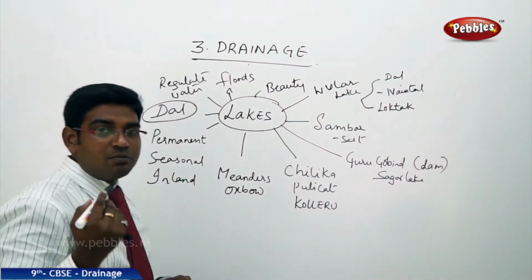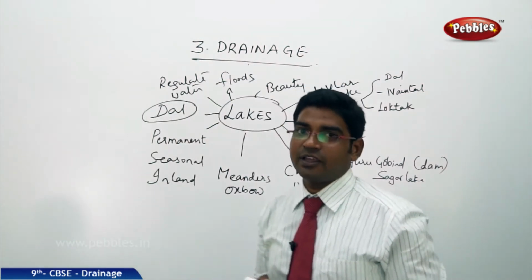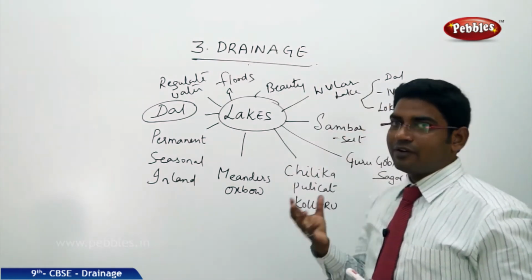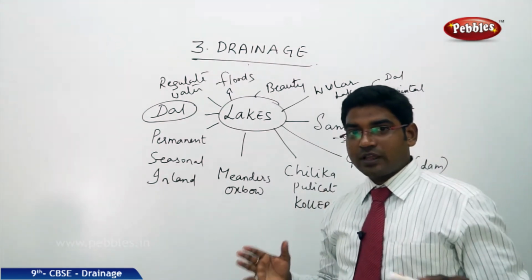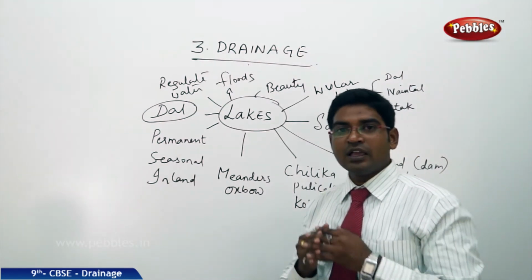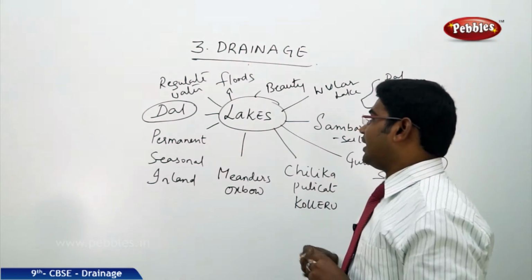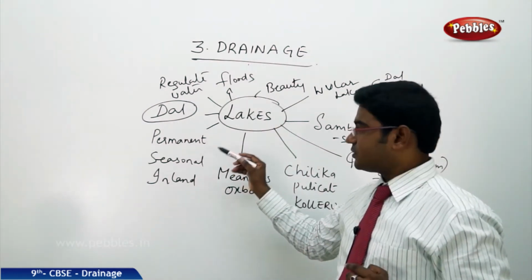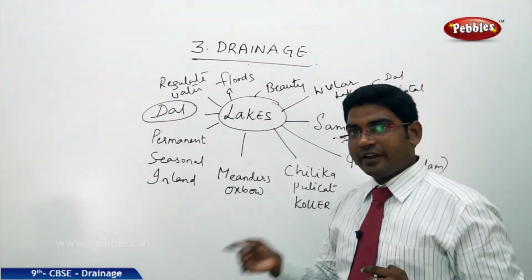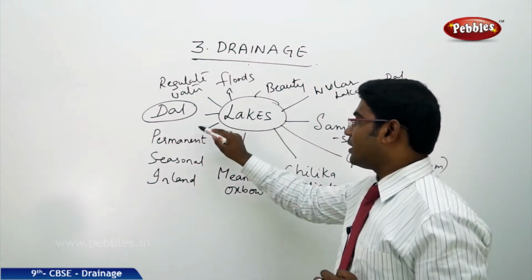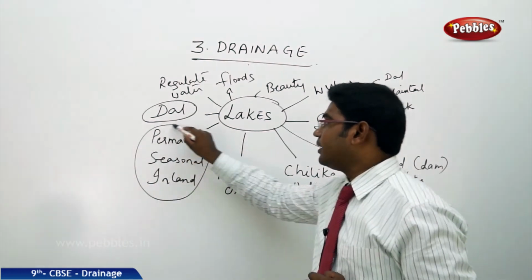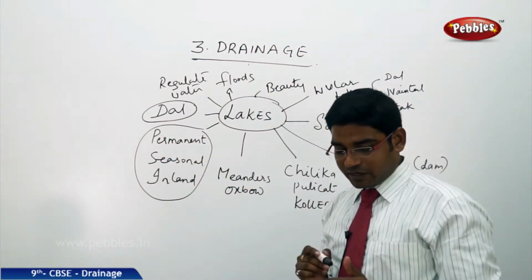The Dal lake is the most significant lake in our country because it is very beautiful and we have the houseboating and all, and it sometimes gets completely frozen as it is located in the Jammu and Kashmir region, a very cold region. And lakes are mostly permanent, sometimes they are seasonal. Only in the rainy season we find lakes, and some of the lakes are inland lakes. So these are the different types of lakes we have in our country.